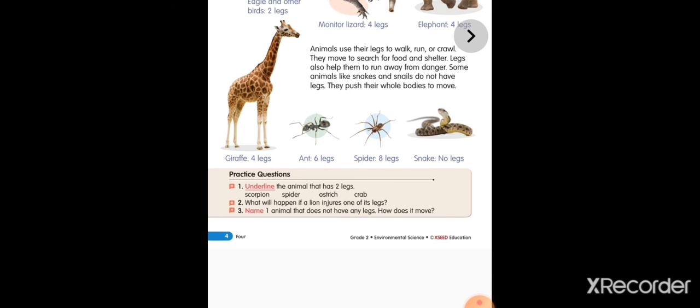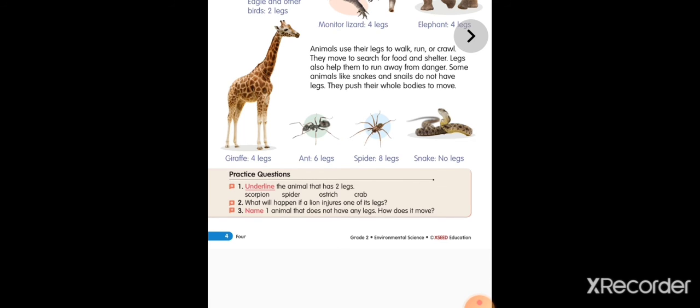So snakes, how do they move, children? They push their body and they will move. The muscles in their body will help them to move. Same way in the snail also. Even though they don't have legs, they can move by pushing the muscles in their body, and they can move forward and backwards. They will push the muscles and they can move, children.